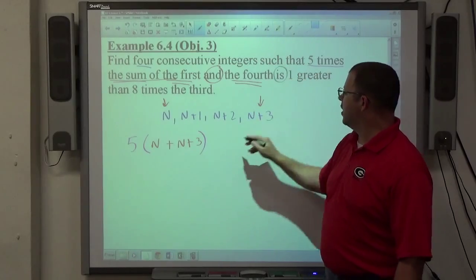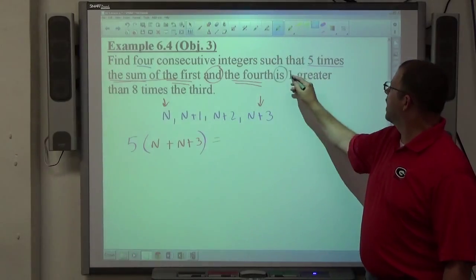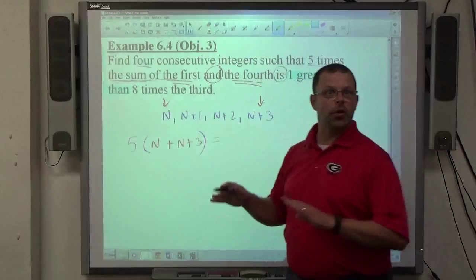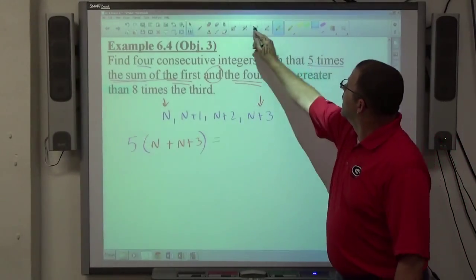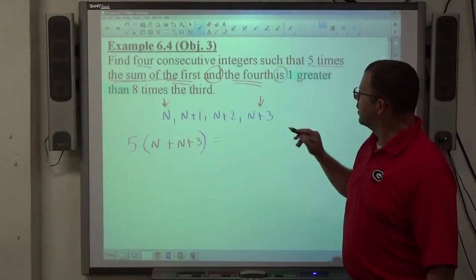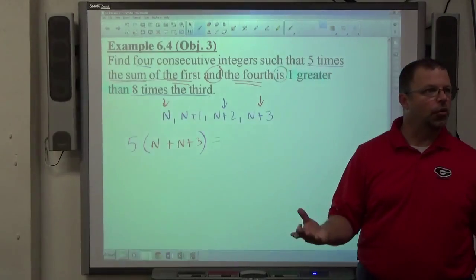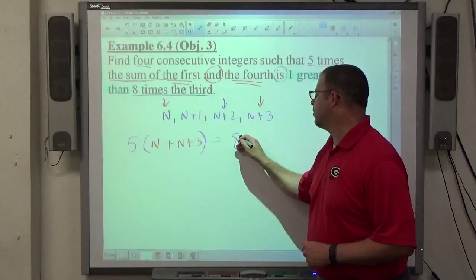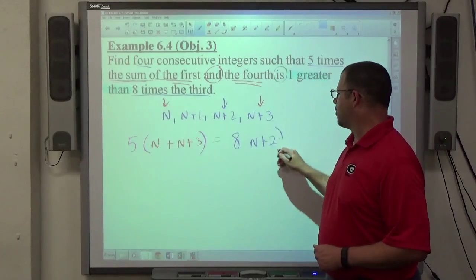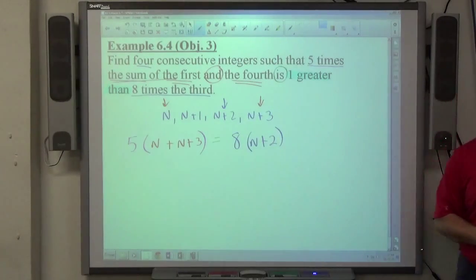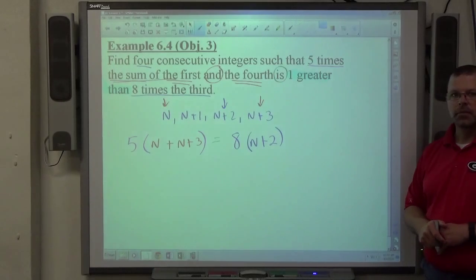The word is "equals." Once again, it has a greater than statement, so we ignore the greater than. It says 8 times the third. The third is n plus 2. Once again, the third's represented by multiple pieces. To do 8 times n plus 2, I have to put parentheses around that to make sure 8 multiplies by both pieces of it.